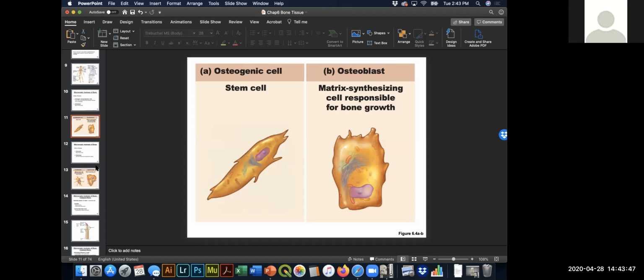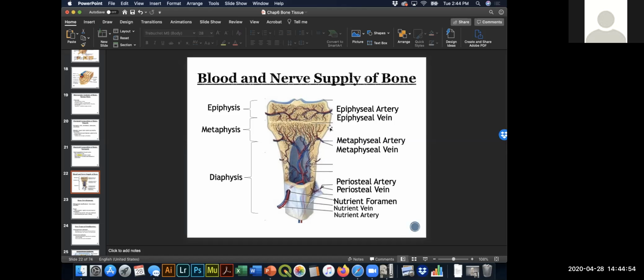So when it says what blood vessels feed the long bones, that would be the arteries. Arteries, right? Mm-hmm. All right.